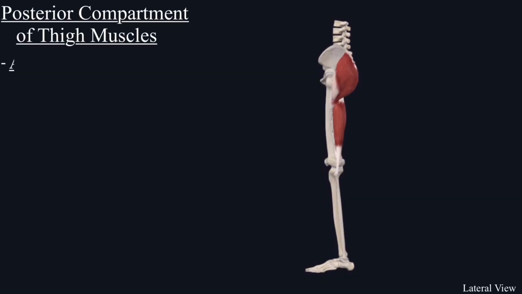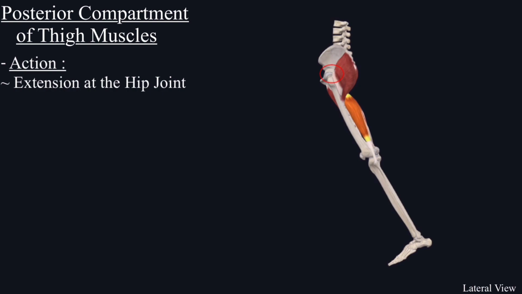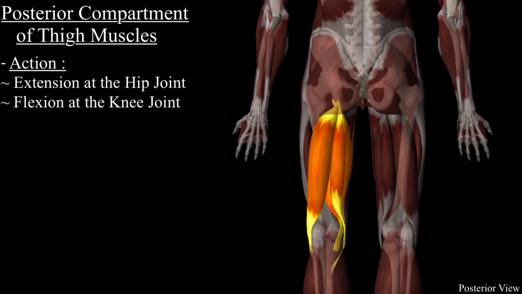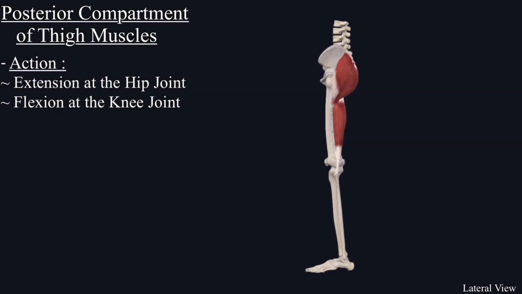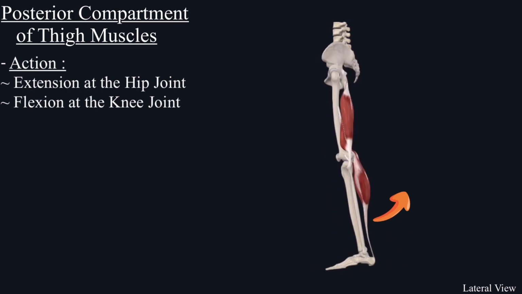Next is the action. The muscles of the posterior compartment are involved in extension of the hip joint and flexion at the knee joint. Since these muscles pass posterior to both the hip and the knee joint, their contraction will pull the thigh in the posterior direction and the leg in this direction.